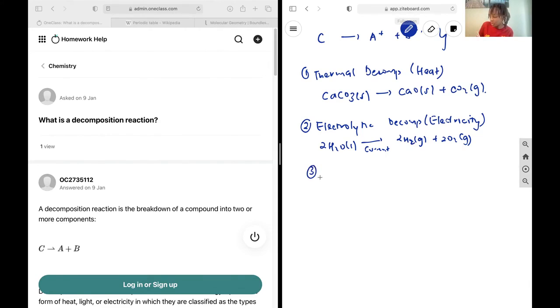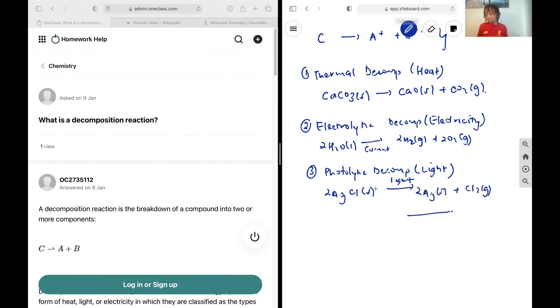The third case is photolytic decomposition. This is the case in which we're using light to cause the breakdown. A good example of this would be silver chloride going to silver and chlorine gas.